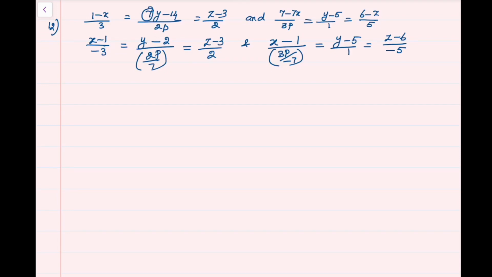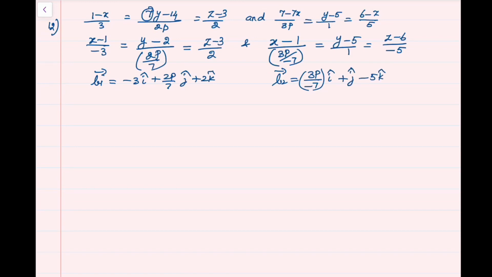Now the denominators are b1 and b2 vectors. Vector b1 is minus 3i cap plus 2p by 7 j cap plus 2k cap. And b2 vector is minus 3p by 7 i cap plus j cap minus 5k cap. The lines are perpendicular to each other. So b1 vector is perpendicular to b2. Therefore, dot product has to be 0.